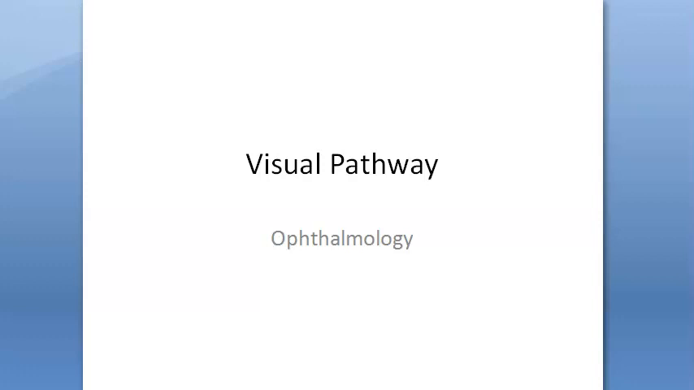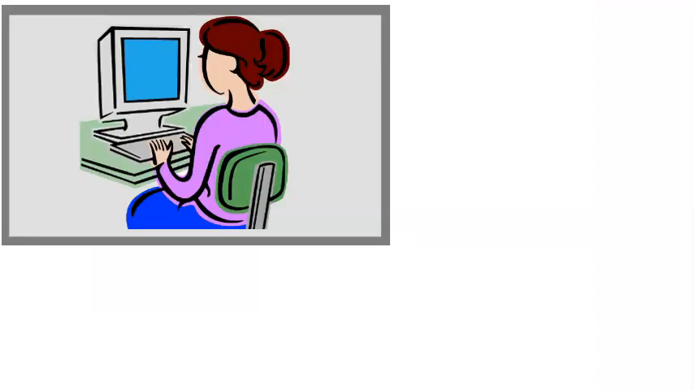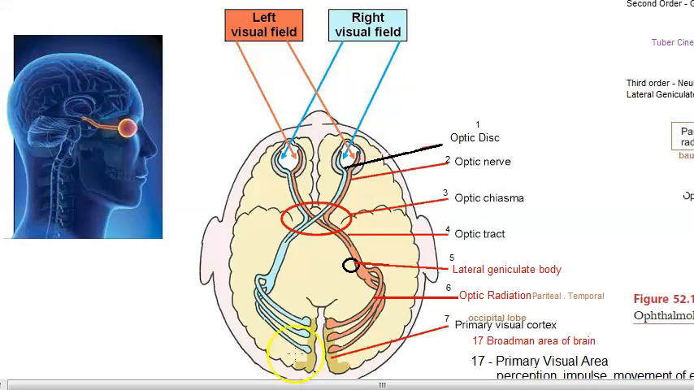Hello people, in this video let us look at the visual pathway. So basically, what is the visual pathway? It is the path from the retina, through the optic nerves, till the visual cortex. This is called the visual pathway.